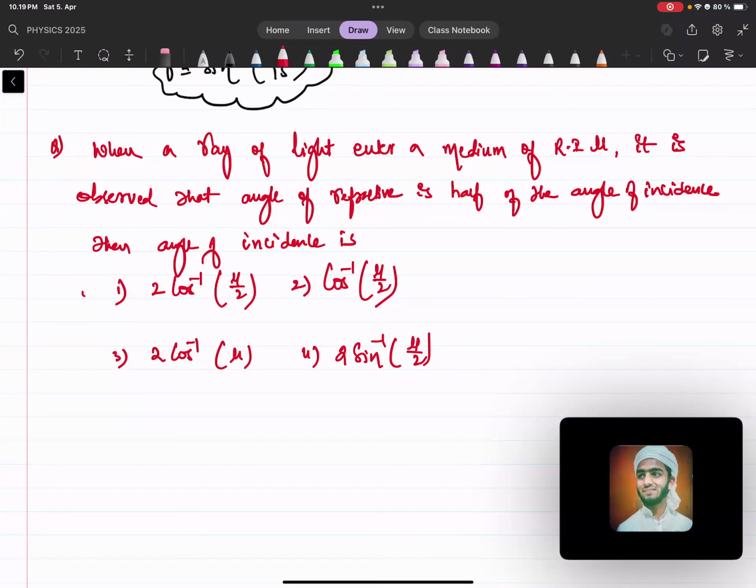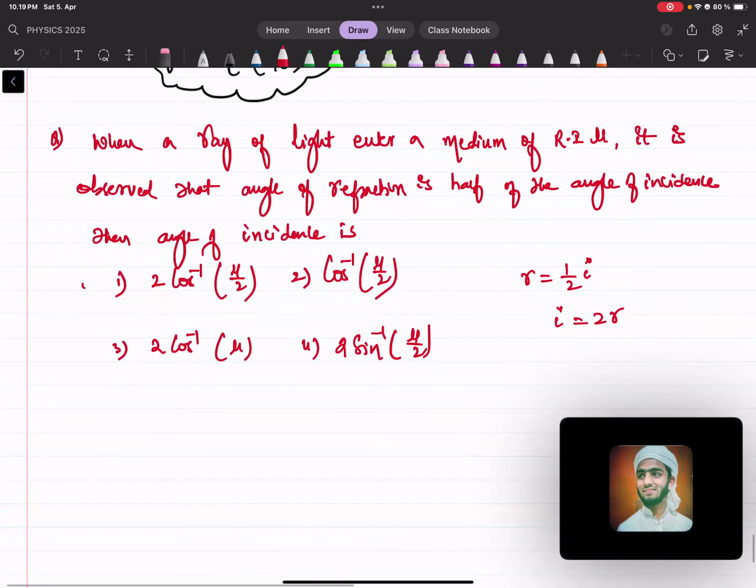No? A ray of light is entering a medium of refractive index mu. It is observed that the angle of, I'll take this one as refraction, not refractive. The angle of refraction is half the angle of incidence. That means r is equal to half the angle of incidence. So the angle of incidence will become how much for me? 2 times r. Now you get this. Okay.